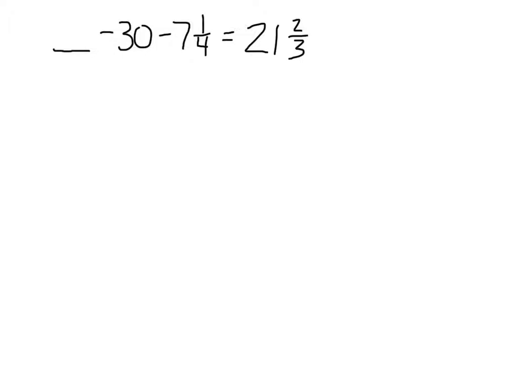My next problem's a little trickier, so I'm going to use the Darth Vader red on this one. I have a number I'm starting with, and I want to take away 30 from that number, and take away another 7 1/4 from that number, and I want it to end up being 21 2/3. Now this looks like, where do I start from here?